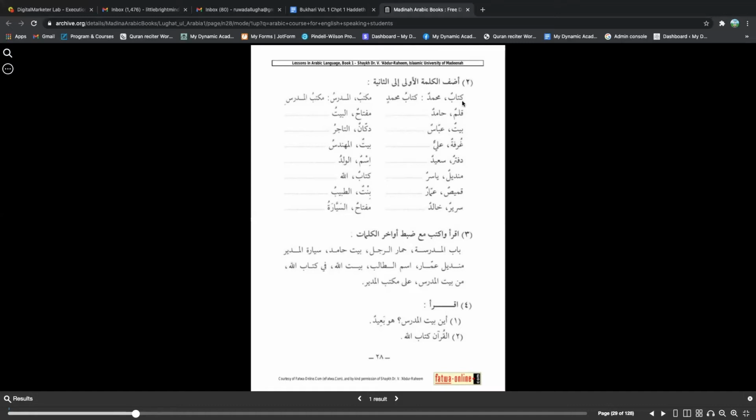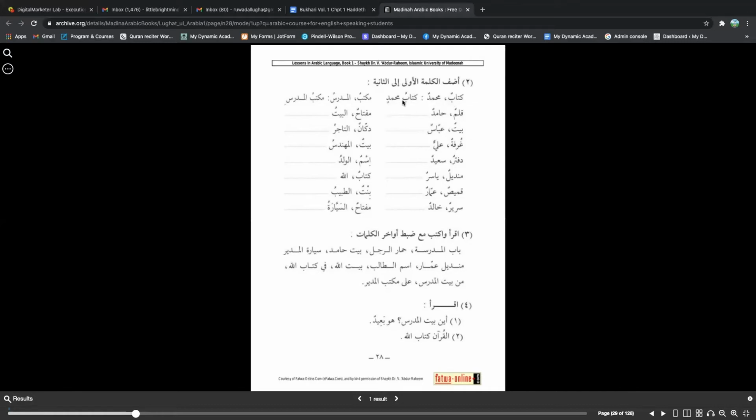Okay, let's see an example. They give you two examples here. So kitabun. Notice it has a tanween because it is nakira, it is indefinite, it's a book. And Muhammadun, Muhammad is a proper name, it comes with tanween. So in order to make it idafa, what do we have to do? We get rid of one of the harakat on the ba. So instead of kitabun, it becomes kitabu, because we want to say it's Muhammad's book, not that it's a book.